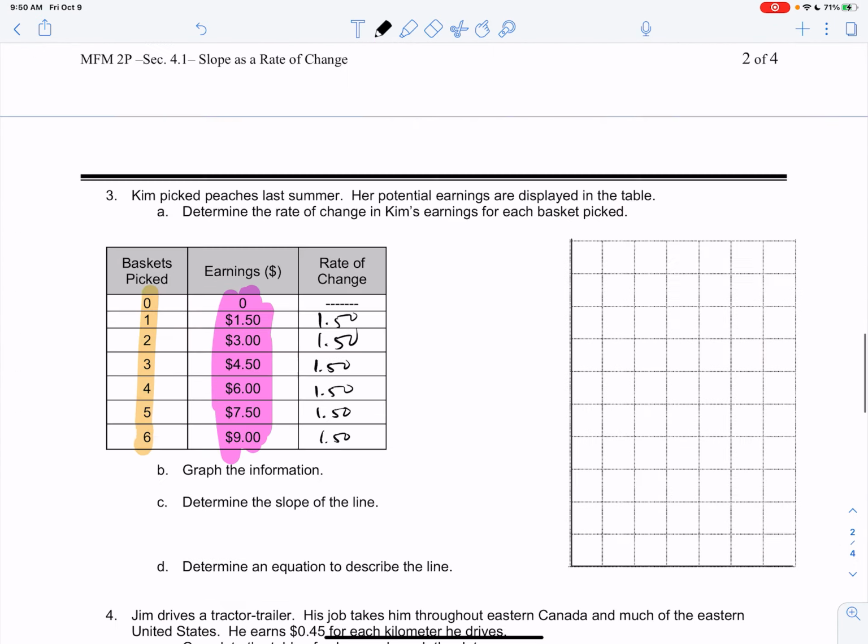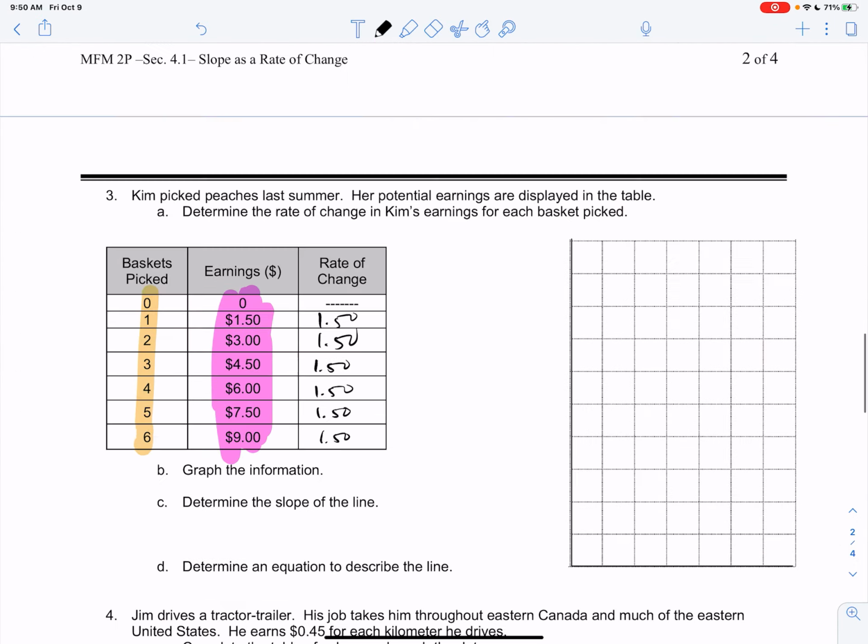Well, if I drive 200 kilometers, again, I'm getting 45 cents per kilometer. I'm getting $90. Drive 300 kilometers, you multiply these two out, you're going to get $135. And lastly, if I drive 400 kilometers, since I'm getting 45 cents per kilometer, by multiplying those two together, you're going to get here $180.